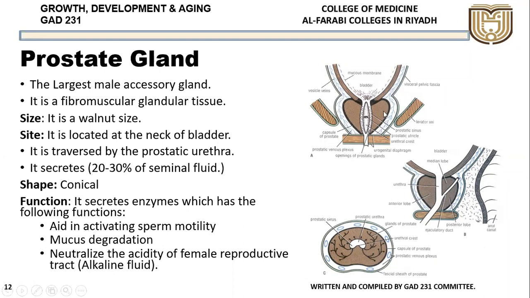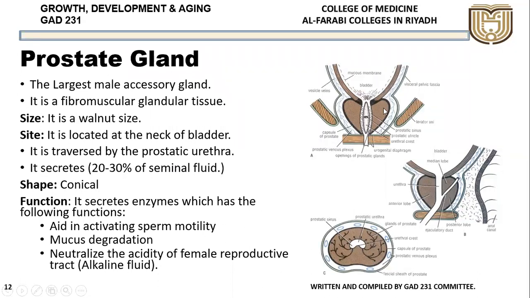Site: it is located at the neck of the bladder. Usually neck means we think it is above, but in the case of the bladder, the neck is below. Just below the neck of the bladder is the prostate. It is traversed by the prostatic urethra. And this will secrete almost 20 to 30% of the seminal fluid. Even though this is the largest of the accessory glands, it secretes only 20 to 30% of the seminal fluid. And the shape is almost pyramidal or conical.